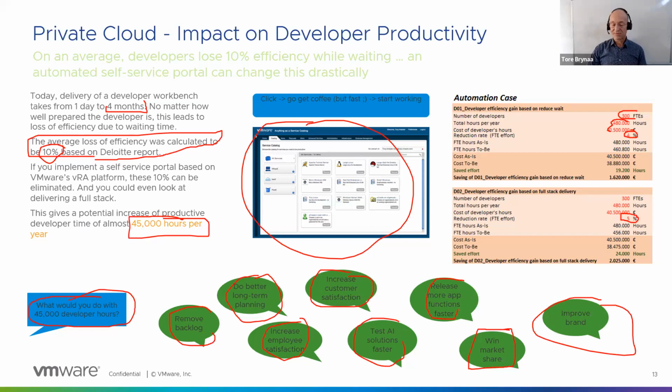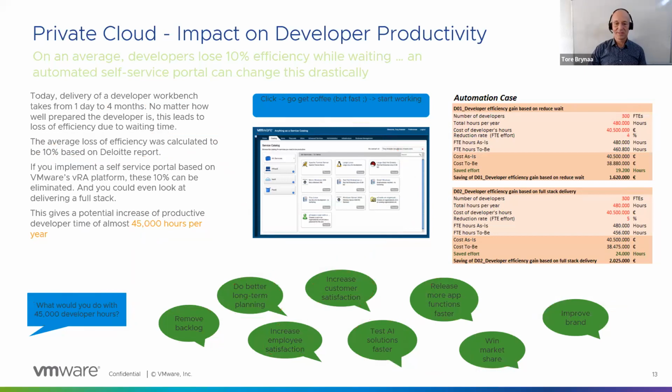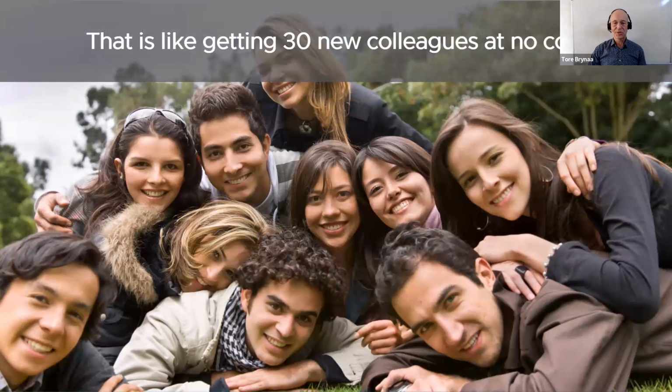So if you save 45,000 hours, it's like getting 30 new colleagues in the development team without paying for them. 30 new developers. Every company I talk to, they're like, oh, we need to find good developers. Wow, you could get 30 new developers just by improving the way you work.